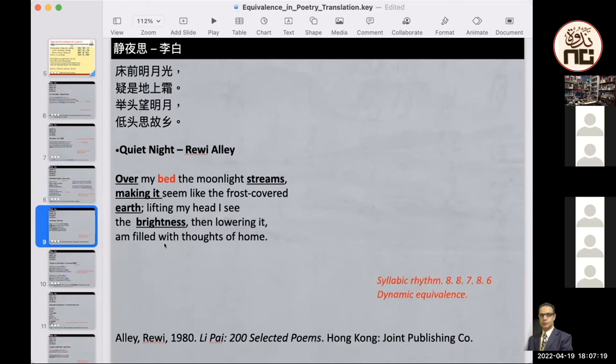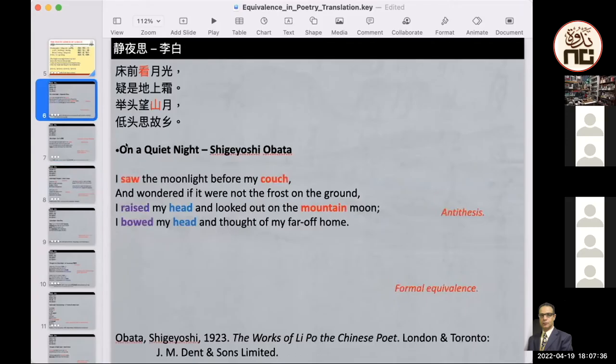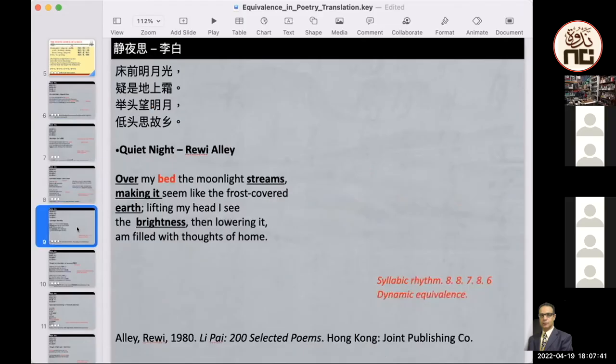Both of them, over my bed, the moonlight streams, making it seem like. We can see also bed. Some of them translated as bed. Some of them translated as couch. Like Sunni translated it couch. Obata translated it couch. And there is a third meaning for the word chuan. There is a third meaning. Do you know? Anybody knows the third meaning? It could be bed, it could be couch, and it could be something else. None of them translated it as the third one.